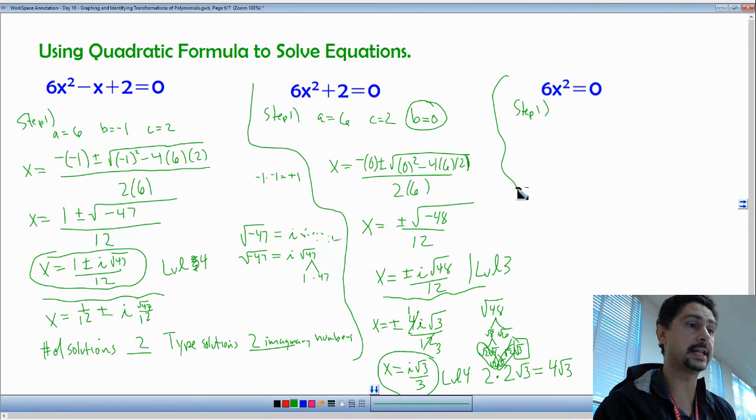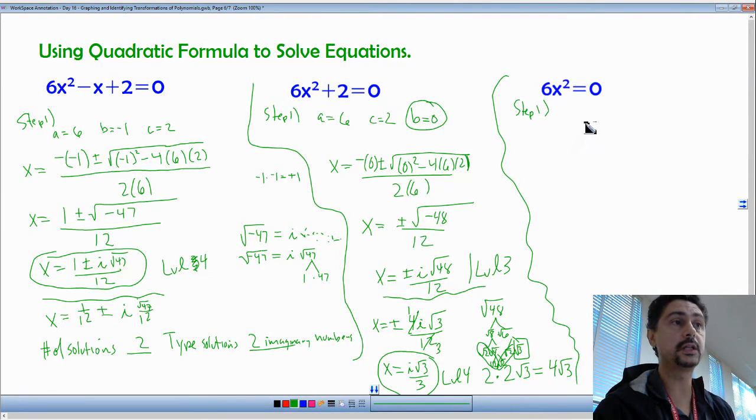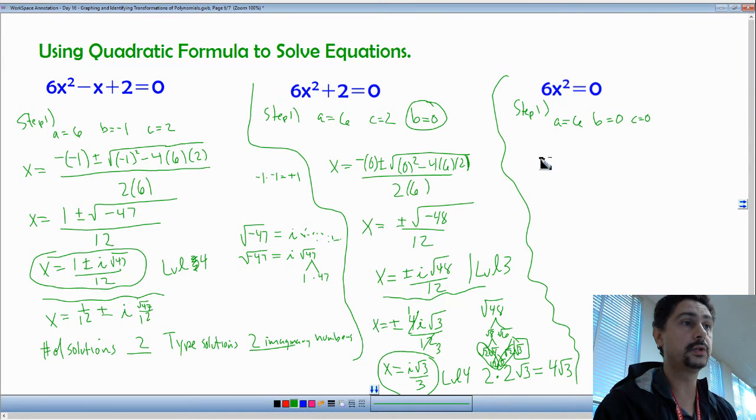All right, let's go to the fastest one. You can still use the quadratic formula on something super quick. The only thing you need to understand is A equals 6, B equals 0, C equals 0. So when you go to the formula, you go x equals negative 0 plus or minus the square root of 0 squared minus 4 times 6 times 0, all divided by 2 times 6.